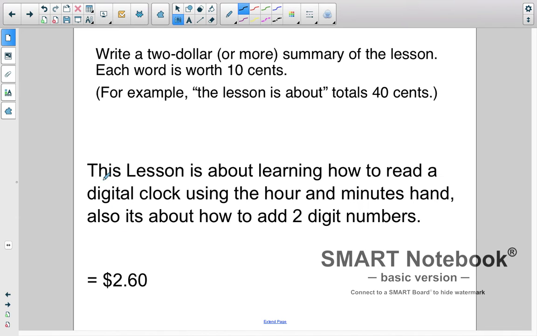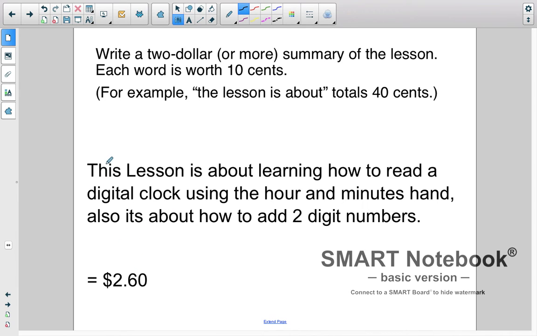And my summary says, this lesson is about learning how to read a digital clock using the hour and minute hand. Also, it's about how to add 2-digit numbers. Now, my total equals $2.60. Remember, your summary has to equal either $2 or more. It cannot equal any less. So let's count to make sure that it equals $2.60.